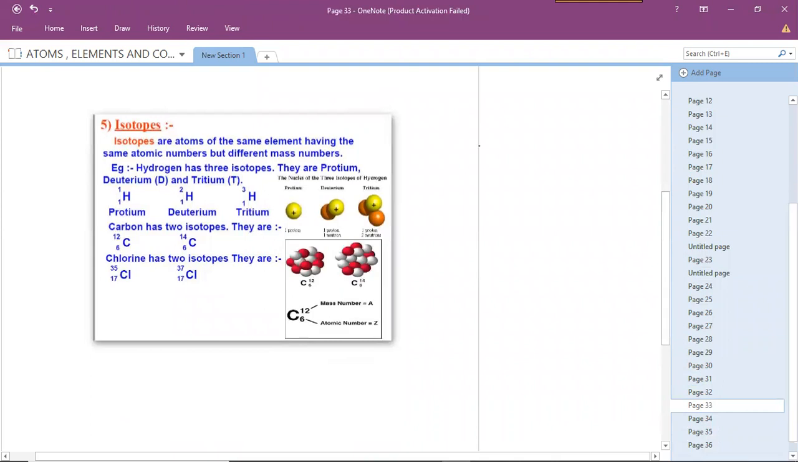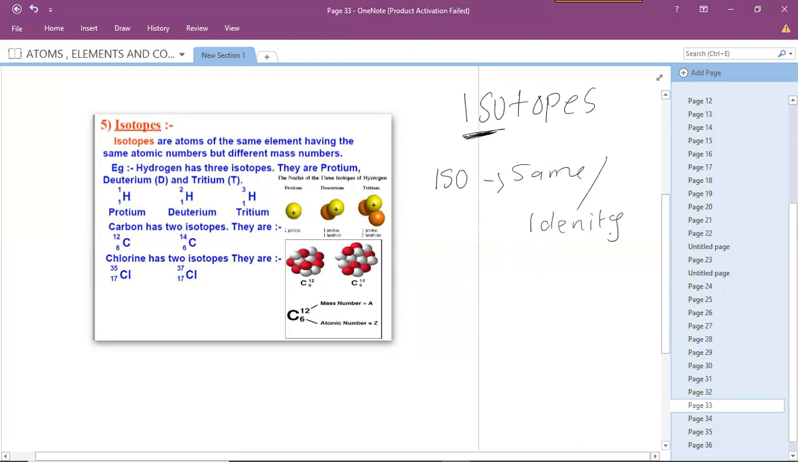So, isotopes. In any scientific language, when you see iso, this word iso means same or identical. So isotopes mean same or identical. So what is common about isotopes? What is the same about isotopes? That's the first thing that you should understand. Iso means same.